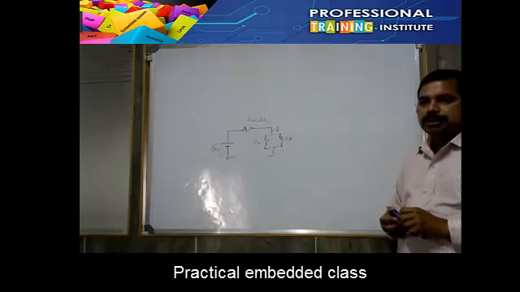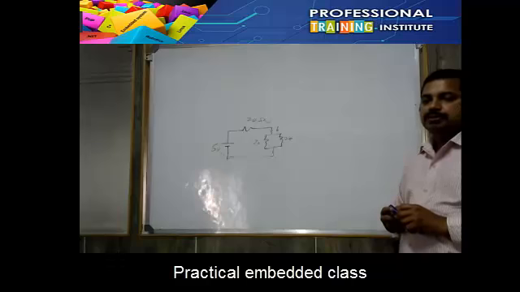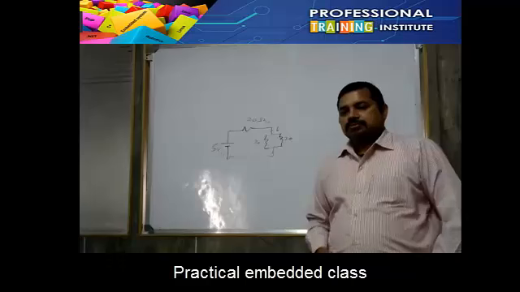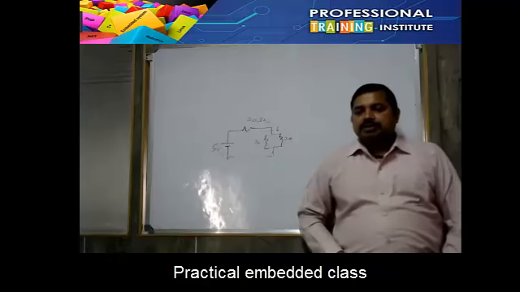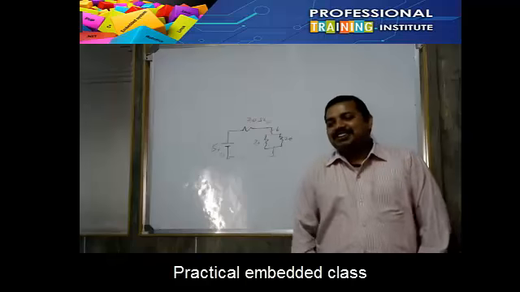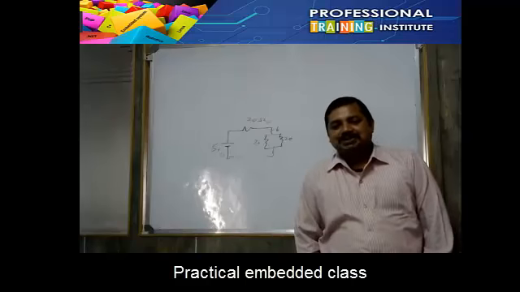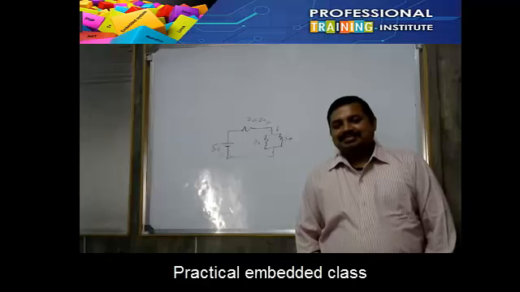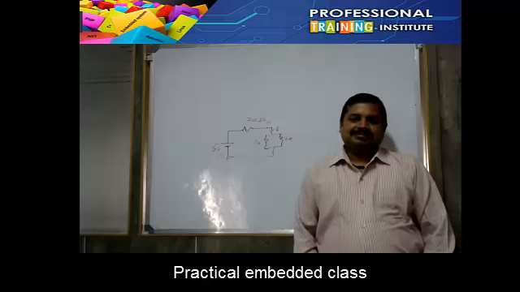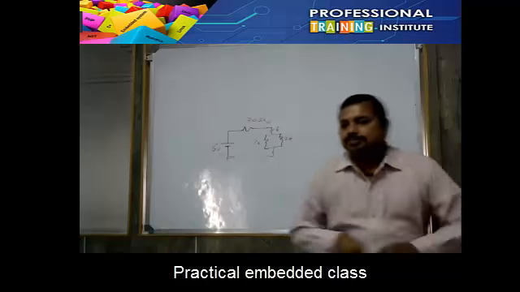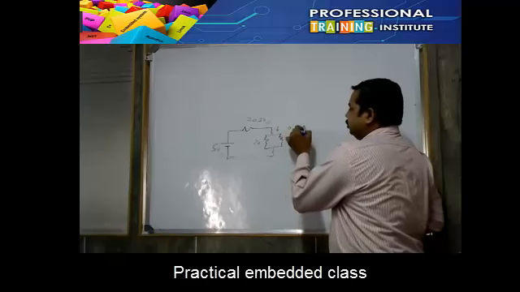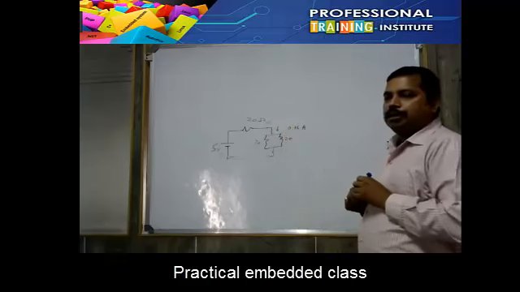Divide now, use a calculator, use your mobile phone. Mobile is only for talking to girlfriend. No, it has a calculator also. Multiple uses of mobile. 0.16. How much? 0.16 ampere. Okay.